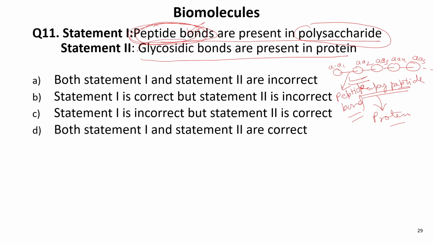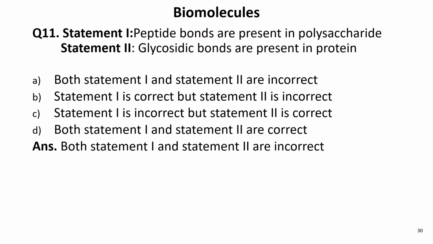Now this glycosidic bond is a characteristic of polysaccharide, not of protein. It is not present in protein. So both statement 1 and statement 2 are incorrect. These types of questions create confusion because of options like both statements are incorrect, or statement 1 is correct but statement 2 is incorrect. So read the question very carefully, okay, and then opt for the correct option. But before that, read the statements very carefully.